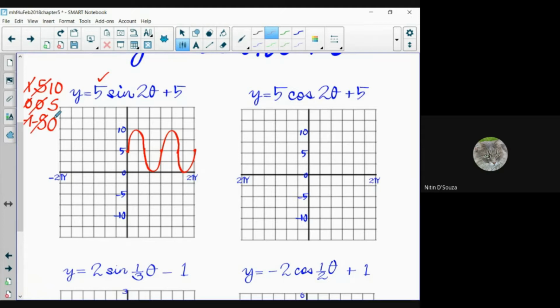And then what happens on this side? It's just the same thing. So between negative 2 pi and 2 pi, you should have 4 cycles. 2 cycles between 0 to 2 pi, 4 cycles between the whole thing. And I wanted to show you the whole thing because sometimes the book asks you 0 to 2 pi, sometimes it asks you negative 2 pi to 2 pi. So just so you have options there.